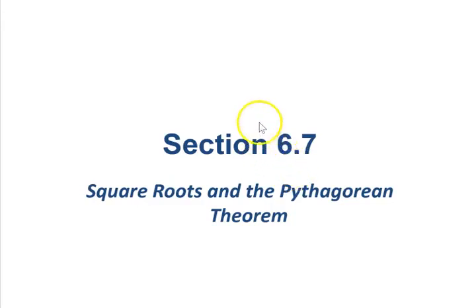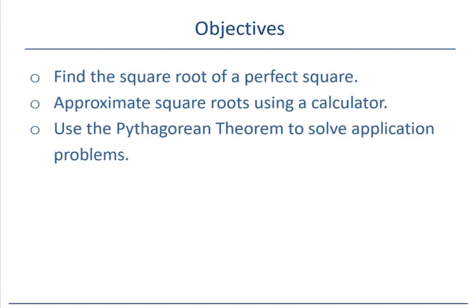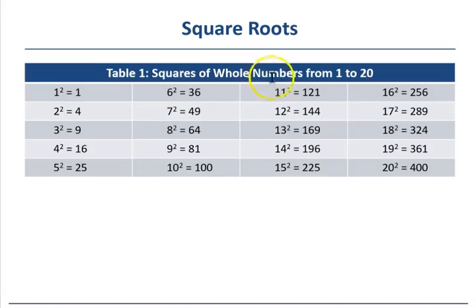Okay, square roots and the Pythagorean theorem. We're going to find the square root of a perfect square, approximate square roots using a calculator, and use the Pythagorean theorem to solve application problems. Okay, let's take a look here.